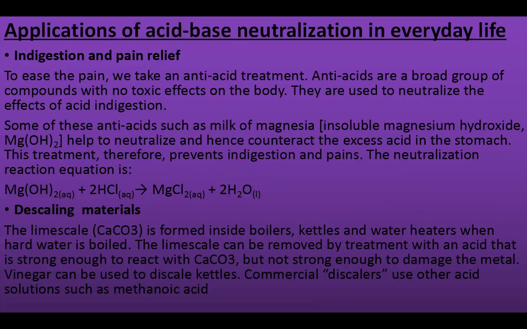Neutralization reaction, as we said before, is the reaction of an acid and a base that produces salt and water. The following are just a few of its applications. The first one is that it helps in digestion and pain relief. When you eat, hydrochloric acid is produced in the stomach. Production in excess leads to indigestion. There is also pain in some way when there is an excess of this acid.